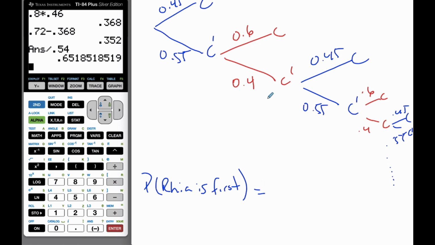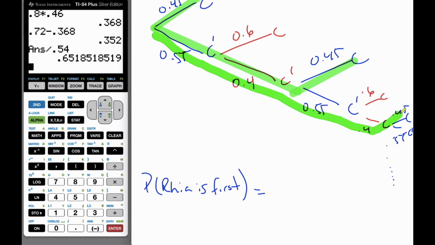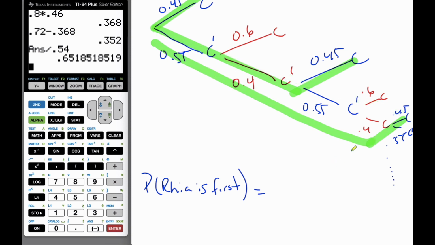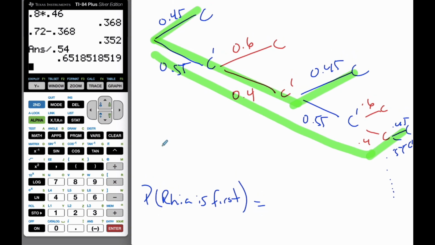For Ria to be first, we could have the simple scenario where she just walks in and buys a cake. Or we could go here and she buys a cake. Because if she's going to be first, Lila cannot buy a cake. If she doesn't buy a cake and Lila doesn't buy a cake, Lila still can't buy a cake and she can buy a cake this time. She could go all the way here and then this branch, and so on. It goes on forever. And so Ria being first, the first branch is 0.45.